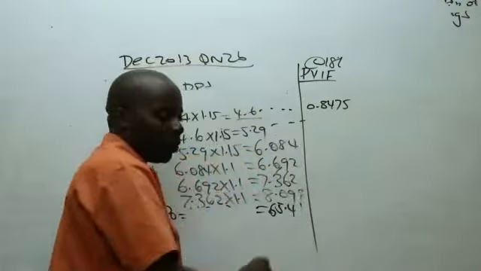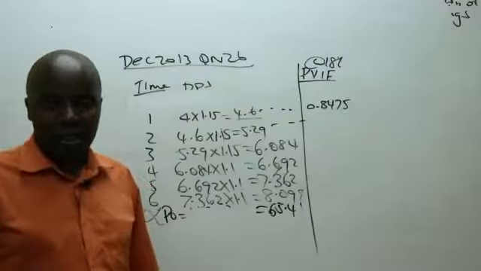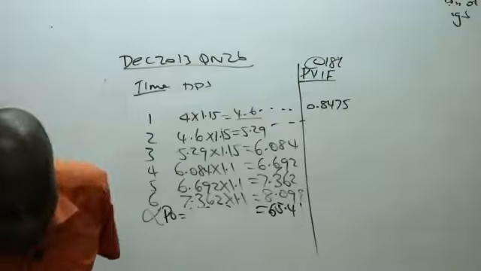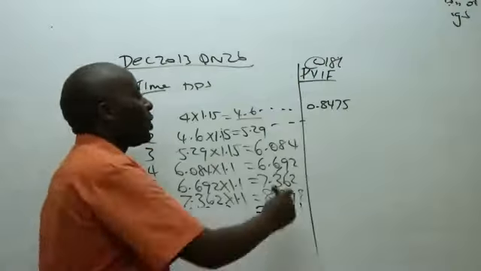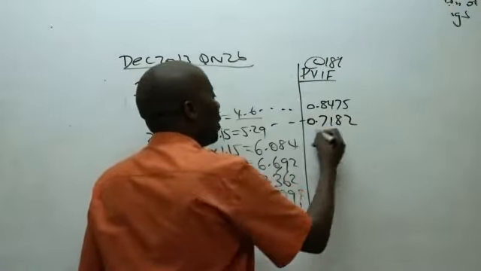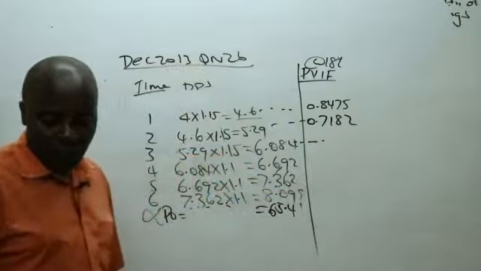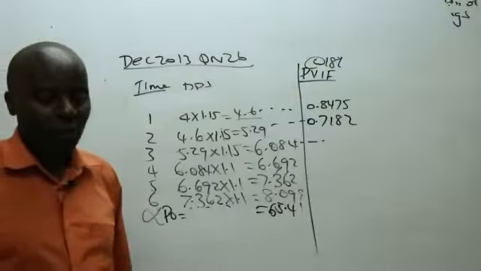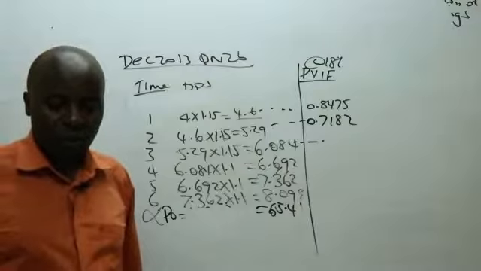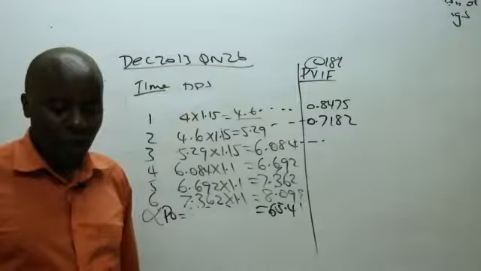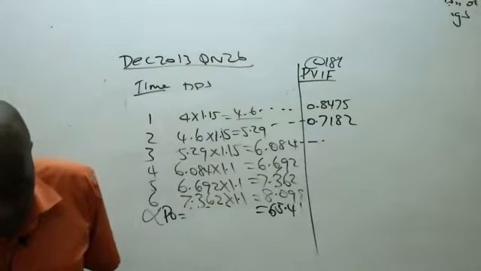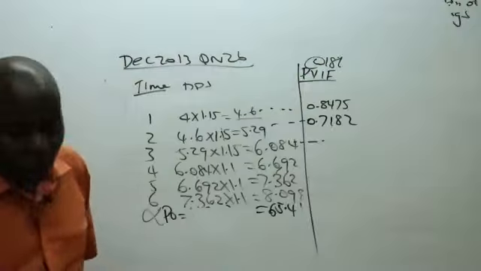How about the second one, for the second year? Remember, you're looking at the 18% column. I can see 0.7182. Thank you very much. 0.7182. We continue with the third one. Nobody has written the third one. So the third one, what do we have there? Thank you very much, 0.6086.